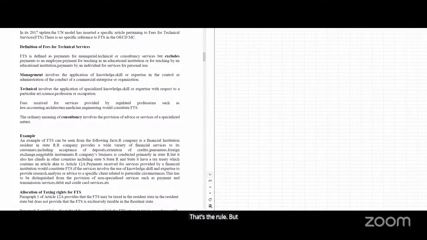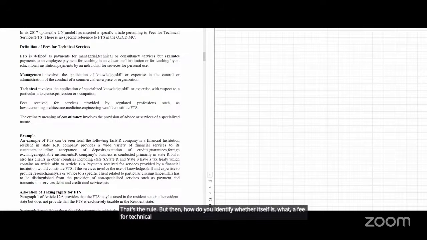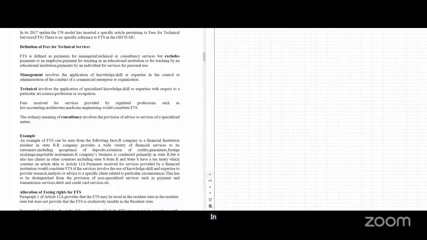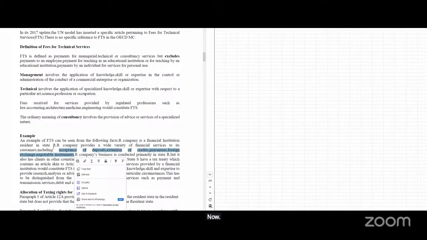But then how do you identify whether itself is what? A fee for technical service, right? So let's see. Our company is a financial institution resident in state R. Our company provides a wide variety of financial services to customers, including acceptance of deposit, extension of credit, guarantees, foreign exchange, negotiable instrument, right? Now, is this thing not what the normal banks do? Is it not what the normal banks do? So should it constitute technical service?